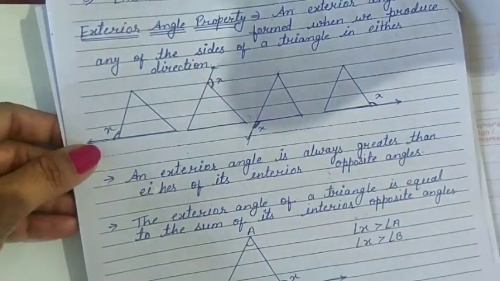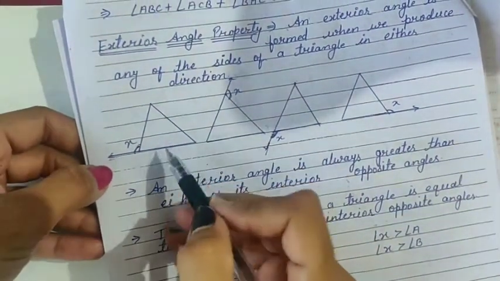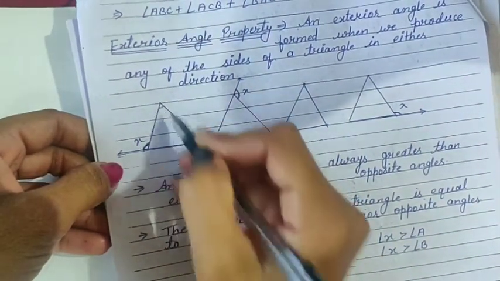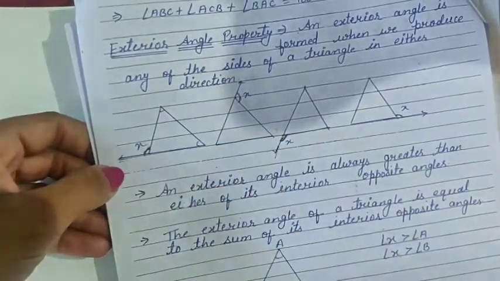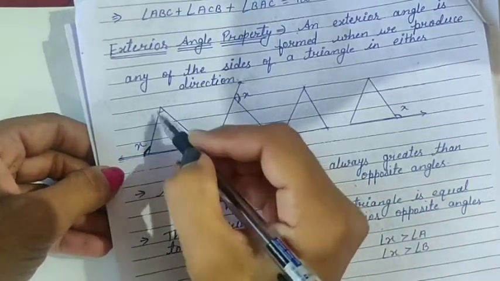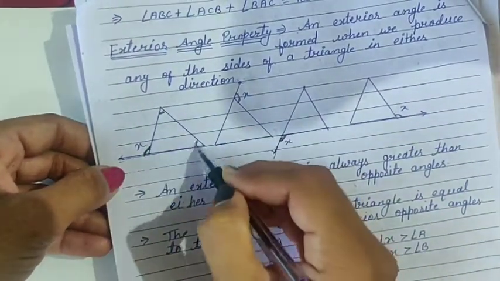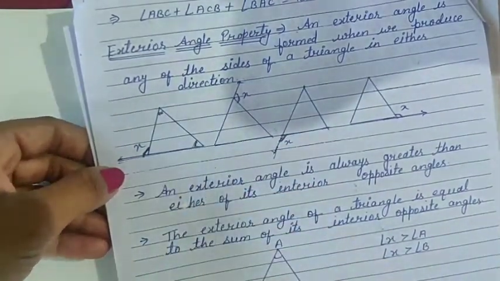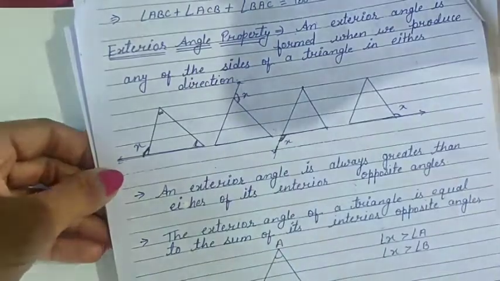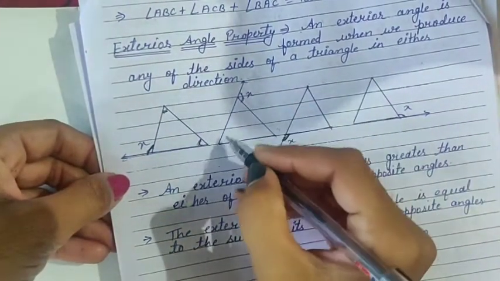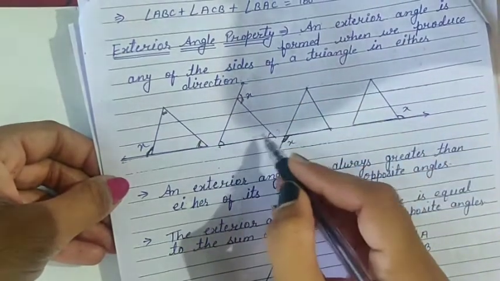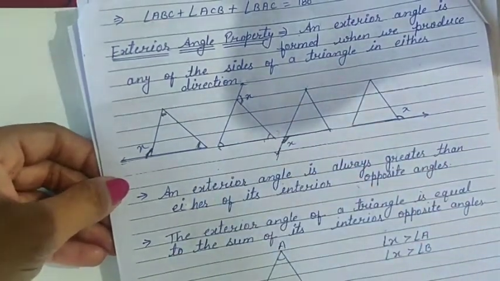And students, this is the property: an exterior angle will be equal to the sum of its opposite interior angles. It means its opposite interior angles are this angle and this angle. So angle X is equal to this angle plus this angle. And when this is an exterior angle, then its opposite interior angles are these two angles. So angle X is equal to the sum of these two angles.